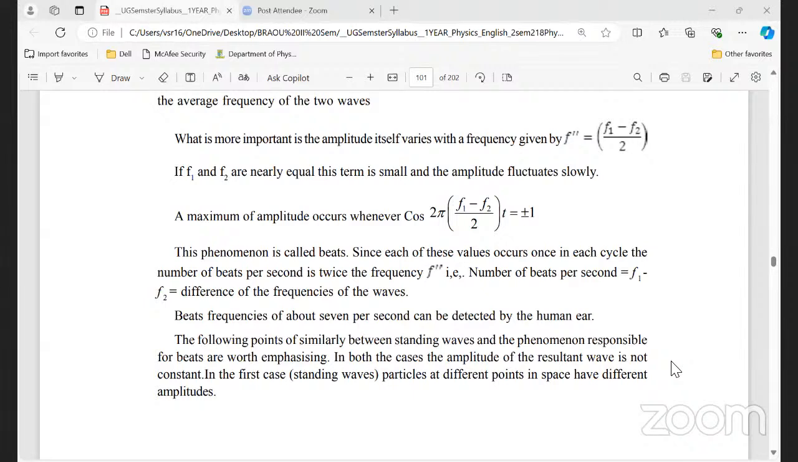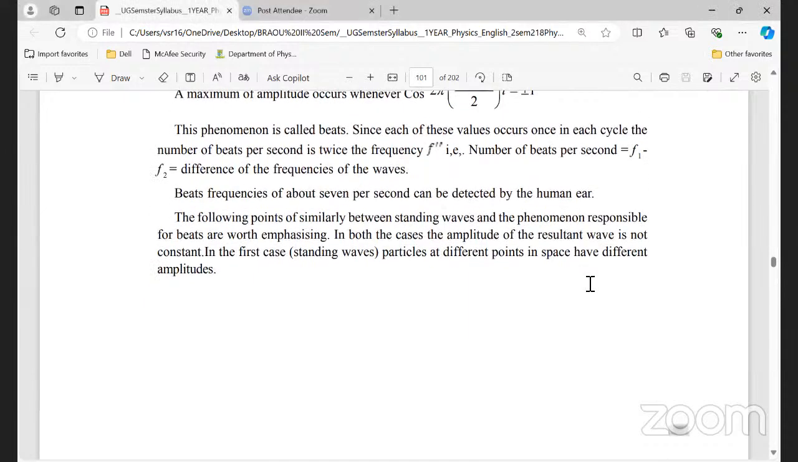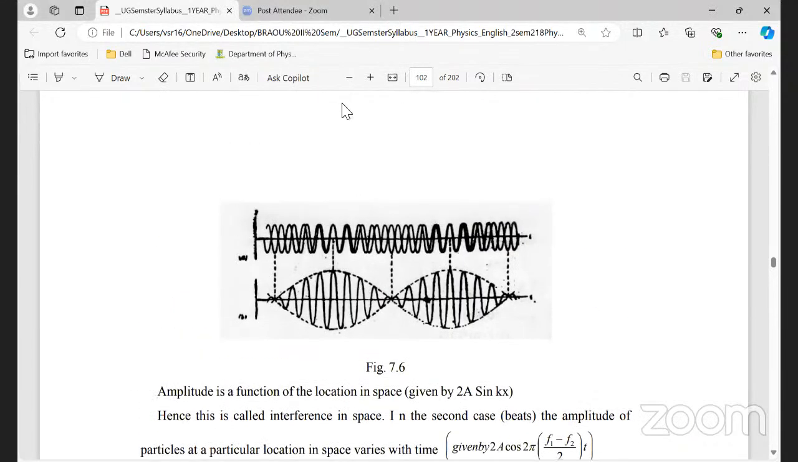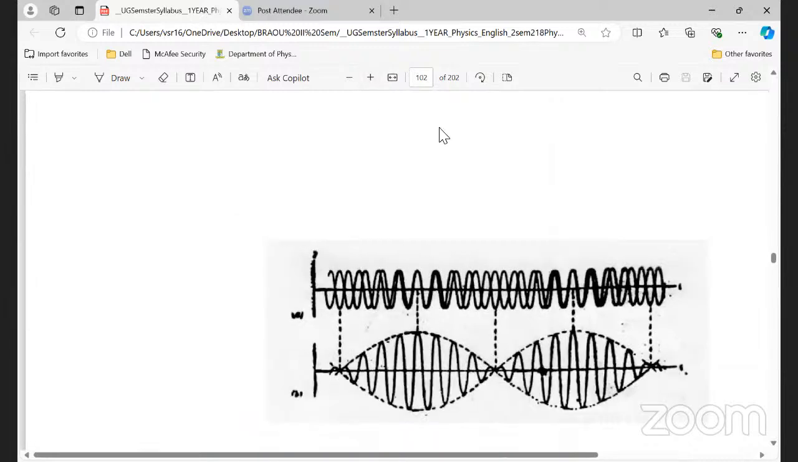Since each of the values occurs once in a cycle, the number of beats per second is twice the frequency, and the number of beats per second is f1 minus f2, which gives you the difference of the frequencies of the waves. So you can see here these conditions of the waves.